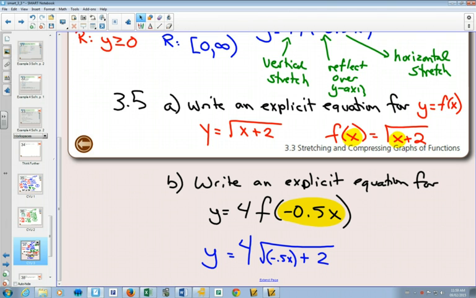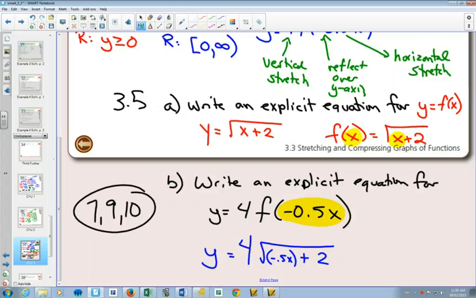The explicit equation. Again, explicit equation doesn't have any function notation within it. Questions you can do for this one? Are 7, 9, and 10. This is where we're going to stop for today.